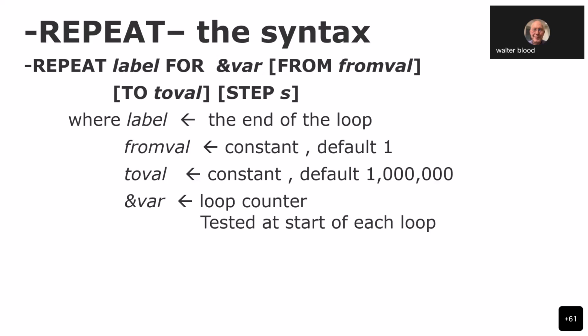The ampervar is our counter, and you can name it anything you want. It's just going to count the number of iterations that we're doing. It's tested at the start of each loop, and it's incremented by s, that step value, every time we execute. So if I start out on 1, and I say my step is 2, I'm going to skip the next one. I'll read the next one, but I'm not going to do anything with it. I'm going to ignore that value. I'm going to go to the next one, which would be the 3, and I'm going to operate on that.